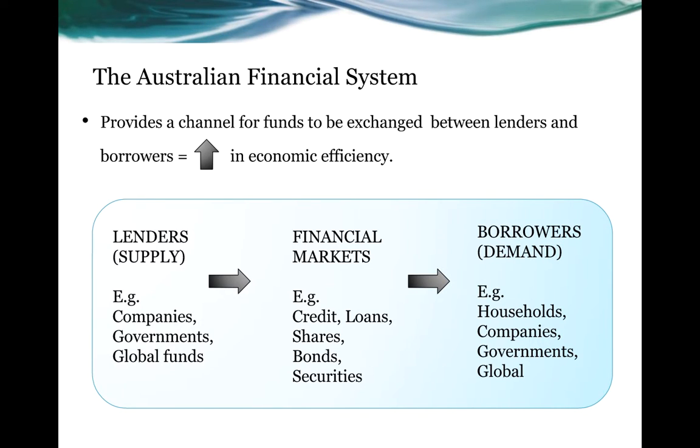Okay, pretty much the financial system provides a channel or a way for funds to be exchanged between lenders and borrowers. So we do want to increase our economic efficiency through financial flows. Now these happen in both a domestic and an international sense as well. When we talk about lenders, we're talking about the supply of funds, okay? So companies, governments, and global funds often supply them.